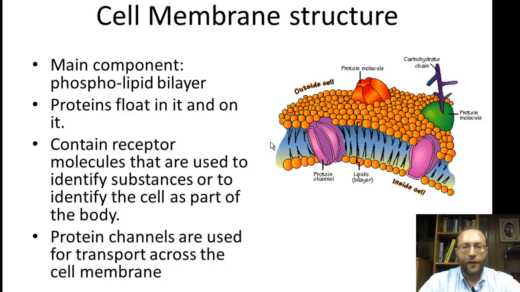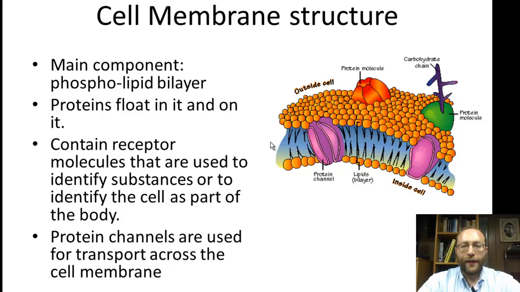Another thing the receptor molecules are used for is sort of like a name tag for the cell. Those name tags identify the cell as you, and that way your immune system will see that name tag and won't attack your cell. If those receptor molecules are not there, the immune system will say, this is an invader, and it will attack it. We'll see more of that when we get into the immune system.